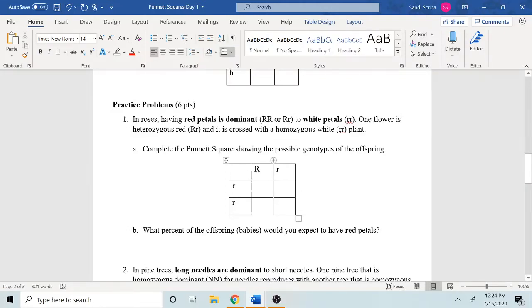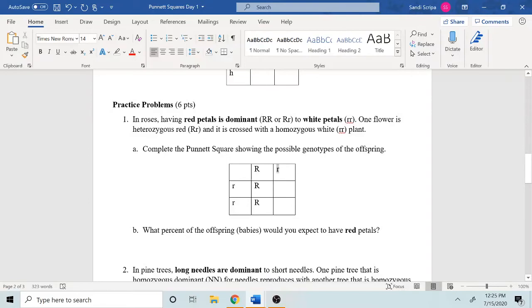So one flower is big R, little r, and the other one is little r, little r. So we set that up by separating them on the sides. And our job now is to fill in these 4 boxes. So these 4 boxes would show what the babies would have, what kind of letters and traits their babies would have. So if we've got the big R up top, that whole column is going to have a big R. So I'm going to write a big R here and also a big R here.